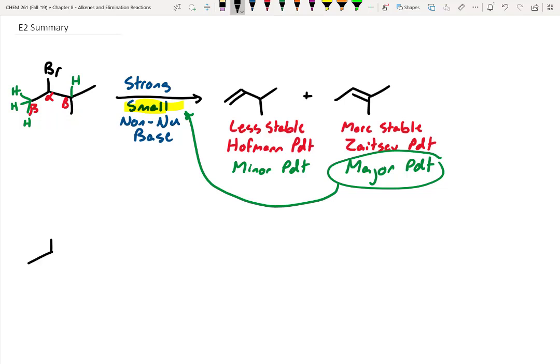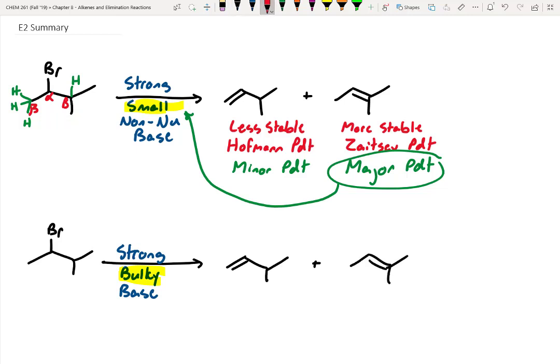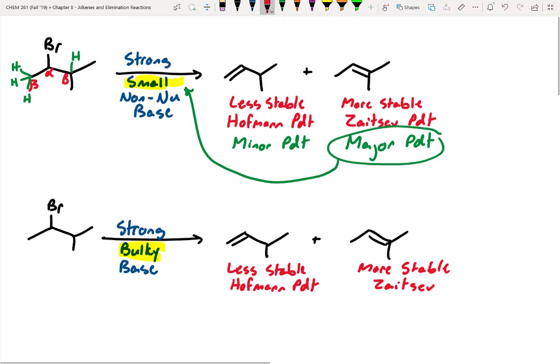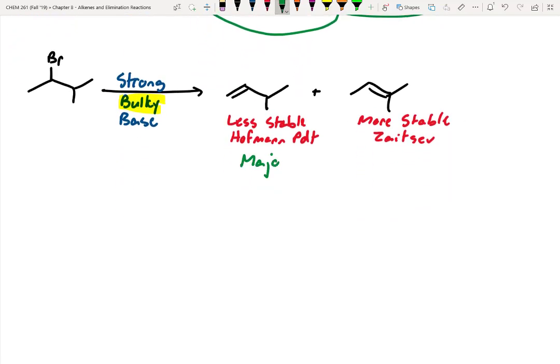All right? If we consider doing this again with the exact same starting materials, but this time we use a strong, whoops, let me keep the colors the same, bulky base. This time we would still get the same two products in our mixture. And the same thing would be true. This would still be less stable, and it would be our Hoffman product. This would still be more stable, and it would be our Zaitsev product. But the difference is, in this situation, this would be our major product, and this would be our minor product. Again, this is completely correlated to the size of the base that we're using. Does that make sense?